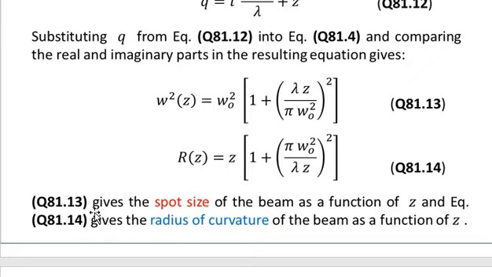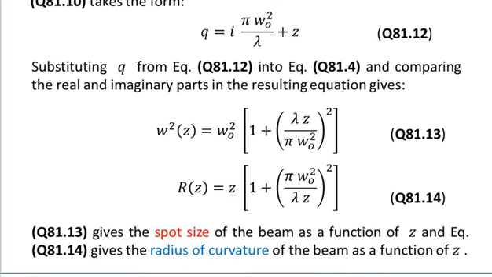So equation number 13 gives the spot size of the beam as a function of z, and equation number 14 gives you the radius of curvature of the beam as a function of z. Thus equations 13 and 14 give you the spot size and the radius of curvature of the beam as a function of z.